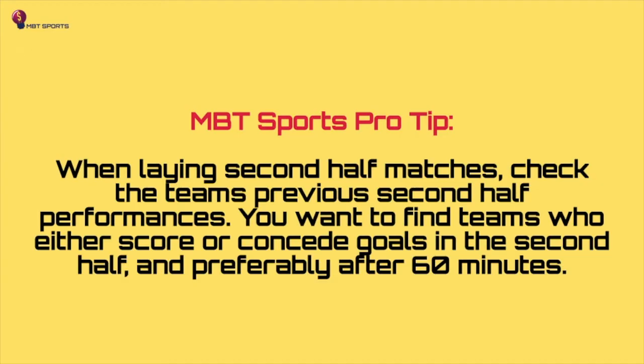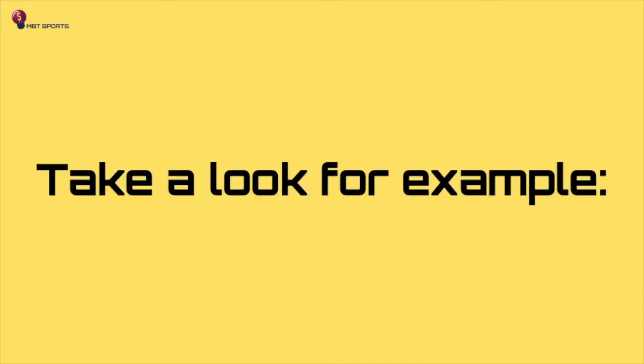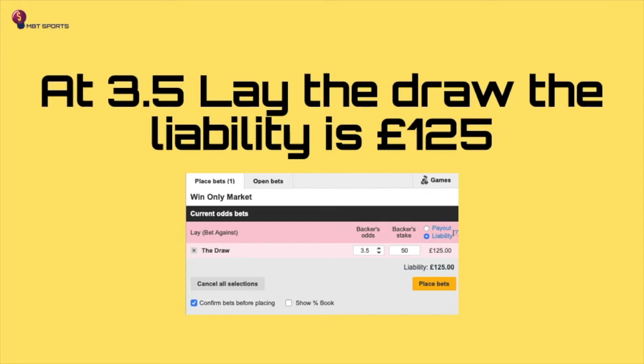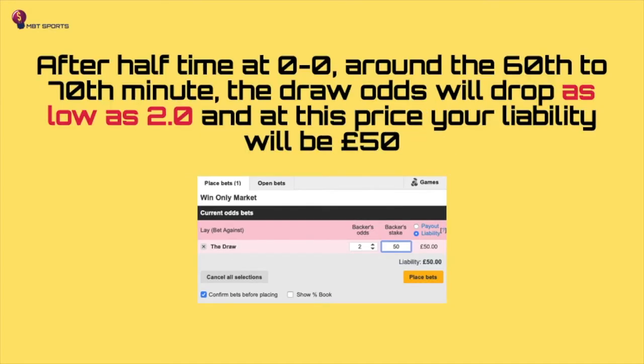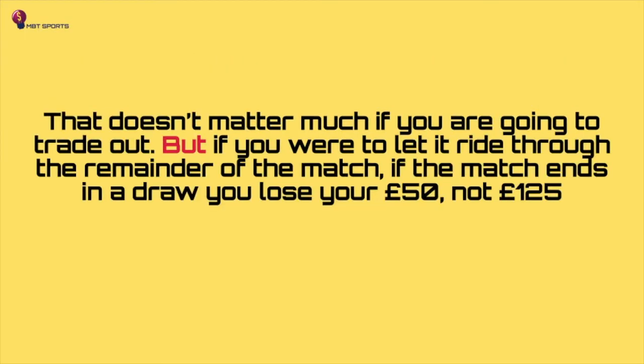You want to find teams who either score or concede goals in the second half, and preferably after 60 minutes. Take a look, for example, at 3.5 lay the draw, the liability is £125 after half-time at 0-0. Around the 60th to 70th minute, the draw odds will drop as low as 2.0, and at this price your liability will be £50. That doesn't matter much if you are going to trade out.